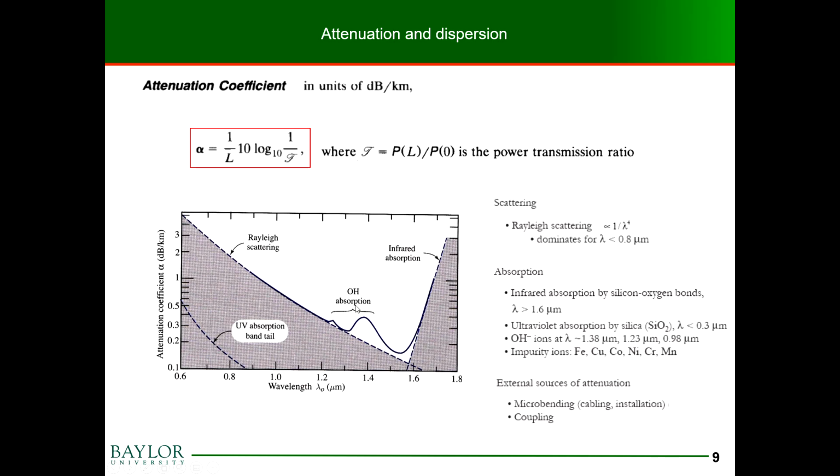In between, there's OH absorption. And here is the minimum. That's the silica glass. Silica glass has the minimum loss at 1550 nanometer. That's why most optical communication transmits at 1550 nanometer.